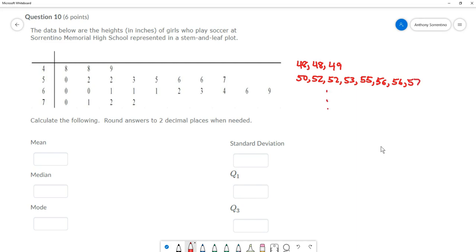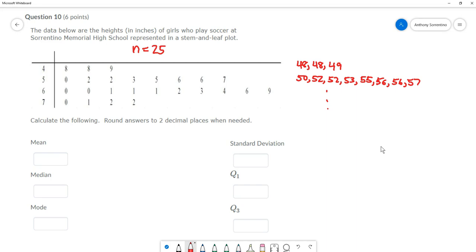So you have to be able to read the data from the stem and leaf plot so you could come up with this information. What's nice about it is if it's written in a stem and leaf plot, it is written in order. It's going from lowest, 48, up to highest, 72. I can count how many pieces of data there are. So I have 1, 2, 3, 4, 5, 6, 7, 8, 9, 10, 11, 12, 13, 14, 15, 16, 17, 18, 19, 20, 21, 22, 23, 24, 25. So I know n is 25.